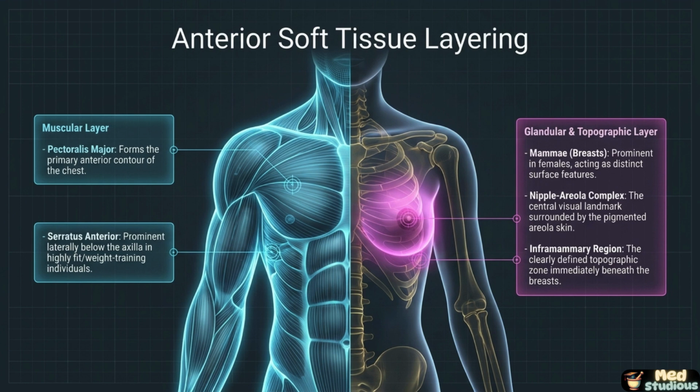On the glandular side, the mammae are prominent surface features in females, and the nipple areola complex serves as a central visual landmark. The inframammary region, the topographic zone directly beneath the breast, is a defined surgical boundary relevant in breast surgery and chest-drain insertion. In males, the nipple typically overlies the fourth intercostal space, a useful cross-reference for cardiac examination and thoracic procedures.